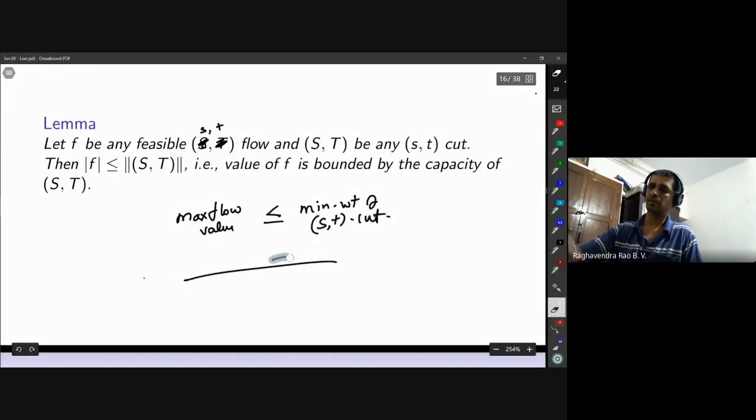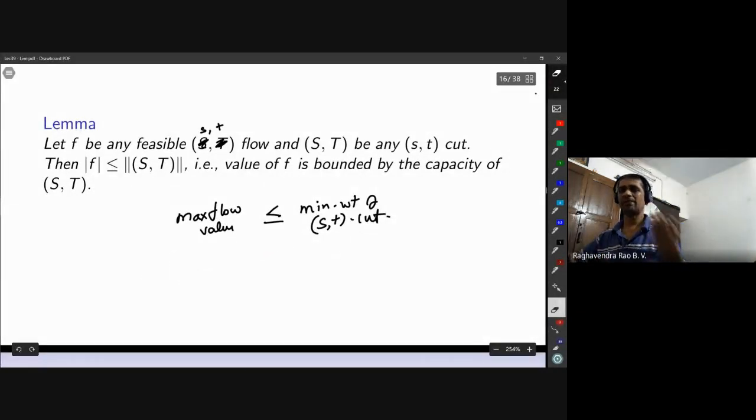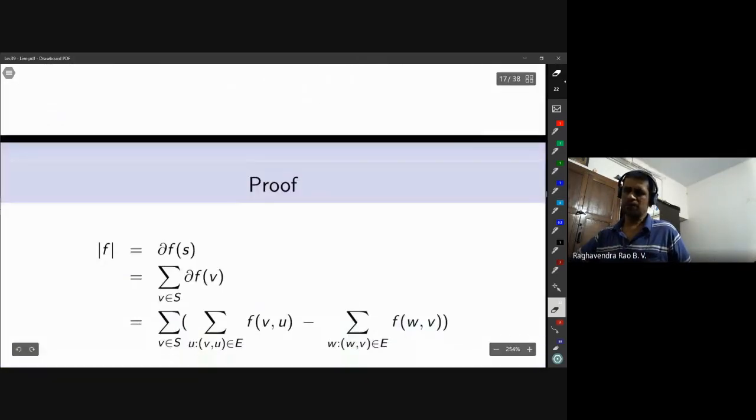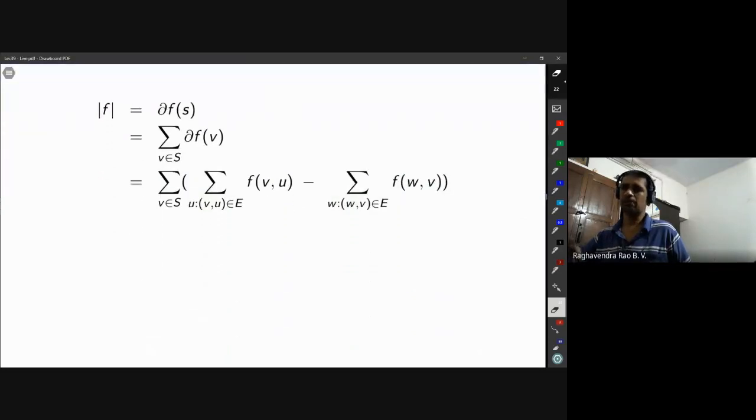Is the statement clear to everyone? The statement is effectively saying the maximum flow value is at most the minimum weight of an S-T cut. Yeah, so the proof is basically simple manipulations of expressions, basically from the definition.